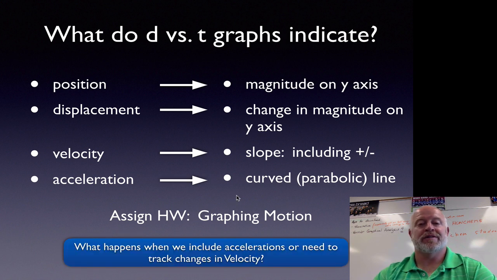The one thing that we didn't look at is what happens when we include accelerations or need to track the changes in velocities. So what happens when it's not good enough just to say, yeah, there is an acceleration here, but instead we want to know what is the acceleration? What is the numerical value for that acceleration? Or how is velocity changing through time? Okay. What do we need to do in that case? We will deal with that in our next video lesson.